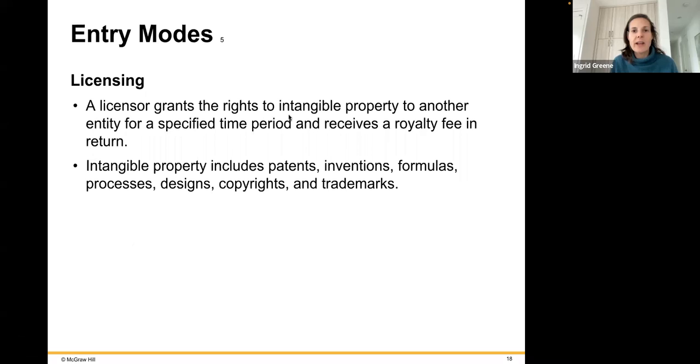A licensor grants the rights to intangible property to another entity for a specified time period and receives a royalty fee in return. I'm talking less about consumer goods here, but more about maybe more complex goods. Xerox is a good example. They invented the copier, and then they licensed that know-how to Fuji in Japan. And then Fuji paid Xerox a 5% royalty fee. The intangible property includes patents, inventions, formulas, processes, designs, copyrights, and trademarks.